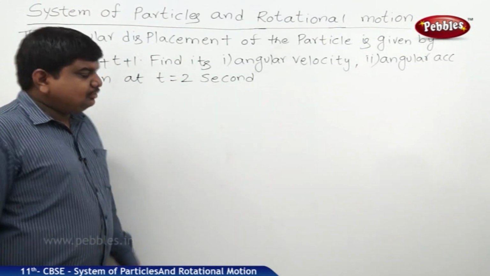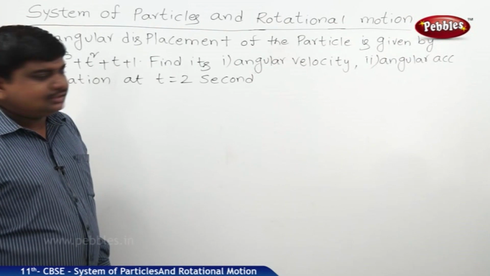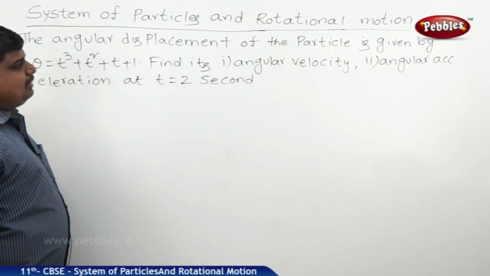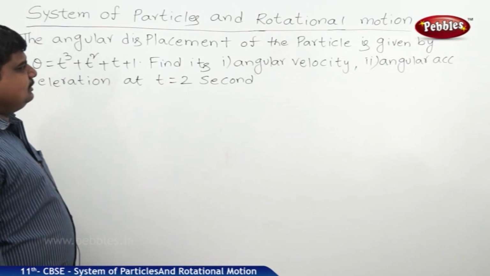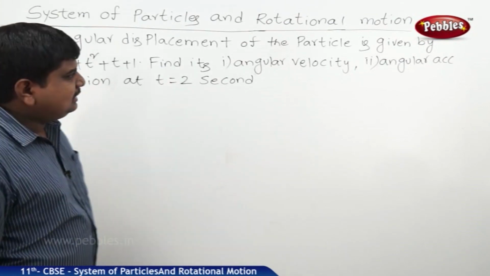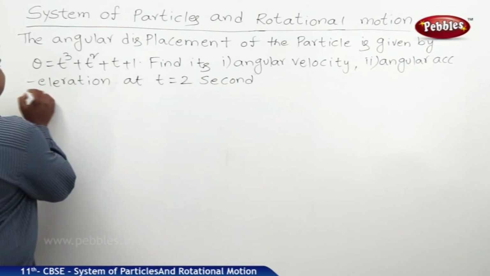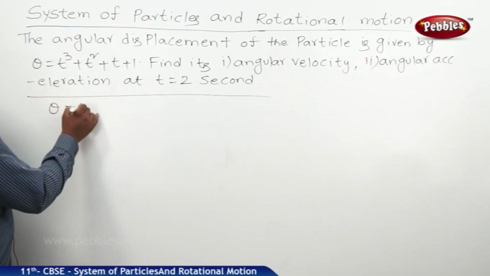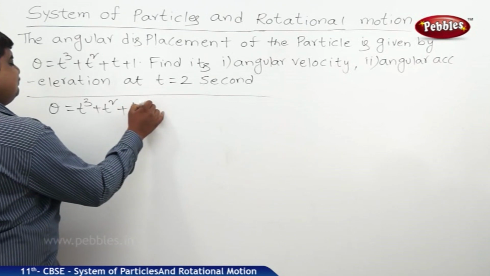This is one of the numericals based on the concept of angular displacement and angular acceleration. The angular displacement of a particle is given by theta is equal to t cube plus t square plus t plus 1. Find its angular velocity and angular acceleration at t is equal to 2 seconds. So theta is equal to t cube plus t square plus t plus 1.